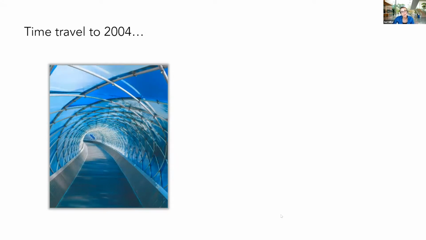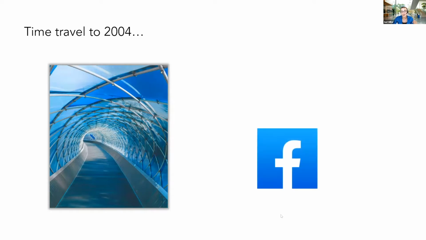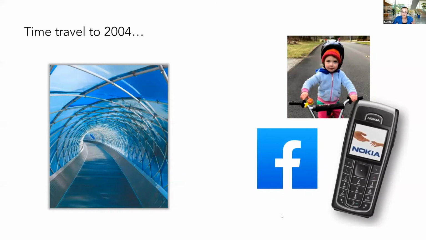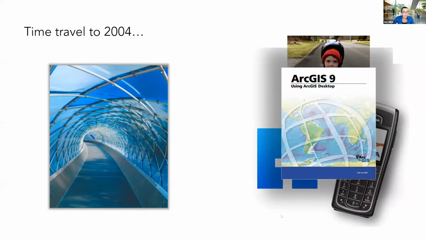So a little bit of a definition of a modern GIS. When we think about time travel to 2004, that's when Facebook was founded. That's approximately how old our current students were at that time. And that's what our phones looked like, if we had phones at all. So obviously things have quite changed since then. That is the time that ArcGIS Desktop, particularly ArcMap, was released, and a little bit prior to that. So almost 17 years ago or so. Again, things have changed quite a lot since then.